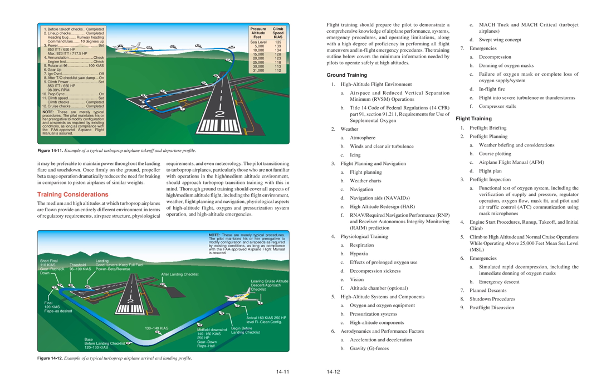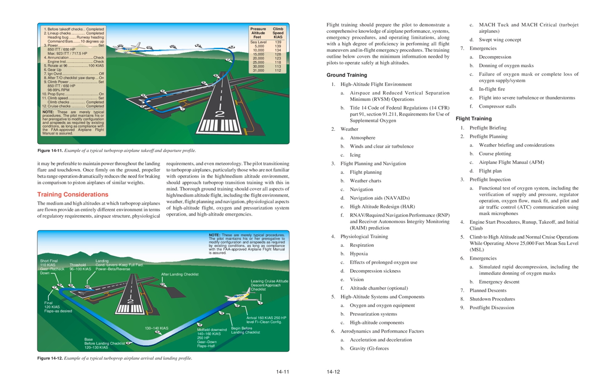Pressure altitude, feet: sea level, 5,000, 10,000, 15,000, 20,000, 25,000, 30,000, 31,000. Climb speed, KIAS: 139, 139, 134, 128, 123, 118, 113, 112. Figure 14.11. Example of a typical turboprop airplane takeoff and departure profile.